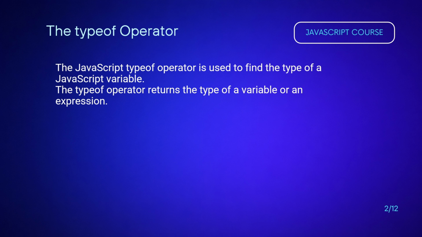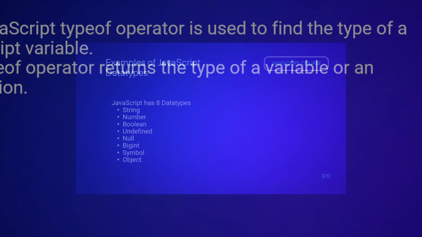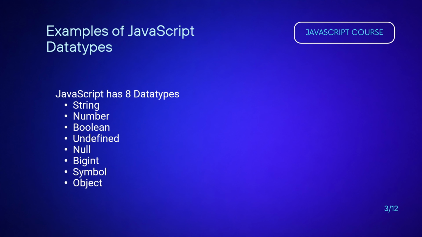The typeof operator checks a value and tells us the kind of data type it belongs to. For example, it can help us know whether a value is a string, a number, or any other data type. As we continue learning the different data types, the typeof operator can help us test and confirm the data type of different values. Examples of JavaScript data types.